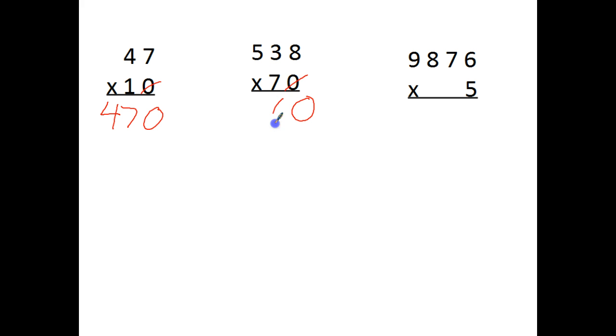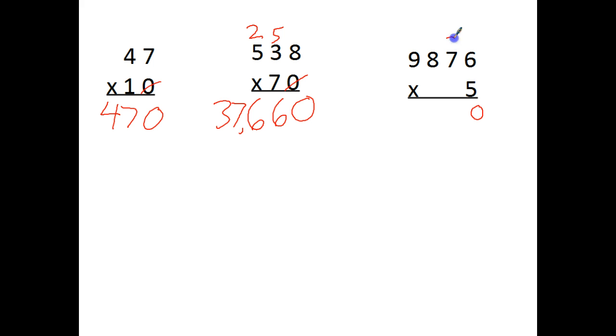7 times 8 is 56. Put down my 6, carry my 5. 7 times 3, 21 plus 5, 26. Put down my 6, carry my 2. 7 times 5 is 35, plus 2 more is 37. Count over 1, 2, 3 spots for my comma. 37,660.